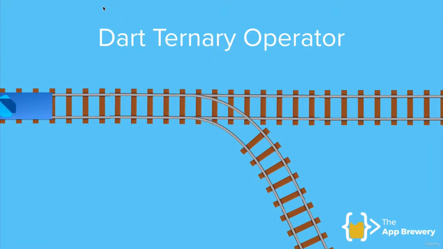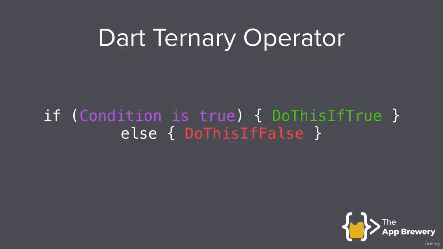Now, previously we saw that we could use if, else statements to perform a different behavior depending on what the condition was. And we talked about it in terms of a rail track, right? Deciding which way to go depending on which conditions were currently in play. Now, the Dart ternary operator is actually just a bit of what we call syntactic sugar to make something that's very long and very wordy, say if a condition is true, then do this, else do this.